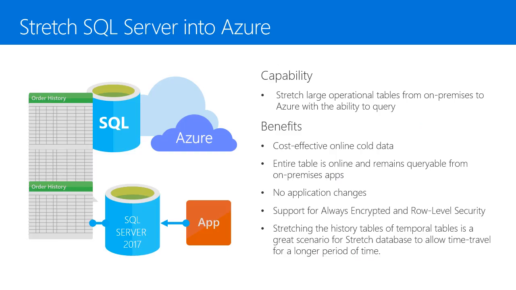Okay, now one capability also of Azure SQL Server is Stretch SQL into Azure. So essentially, you have your SQL Server database, and we started this capability in SQL Server 2016, and we've carried it over to SQL Server 2017, and now to SQL Server 2019. And it's going to be a mainstay feature on all versions of SQL Server moving forward. Essentially, what it does is that it stretches your large operational databases that are running on SQL Server on-premise to the cloud, to Azure, with the ability to query.